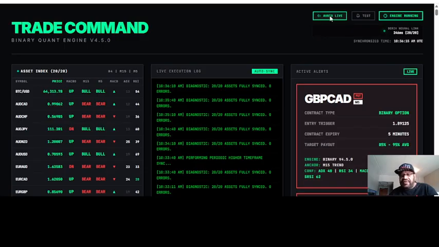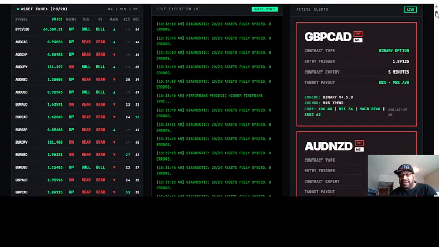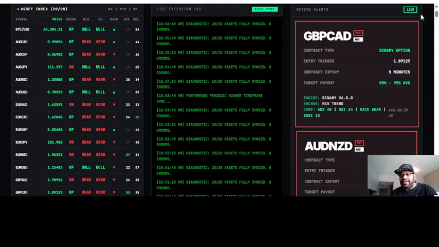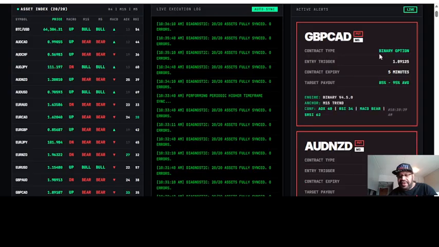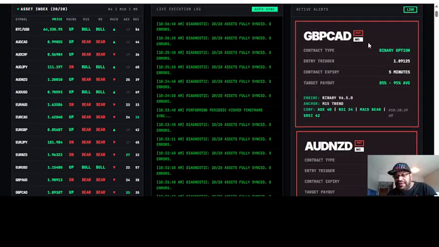I also have an audio alert feature here. You can turn it on and off here, so we keep it on. You can turn the engine on and off with this button here. There's also a test of the audio alert feature. And to the right here, what we're looking at is the pop-up alert. In addition to the audio alerts, you receive pop-up alerts. Currently, there's a Great British Pound Canadian dollar 5-minute put or short here.